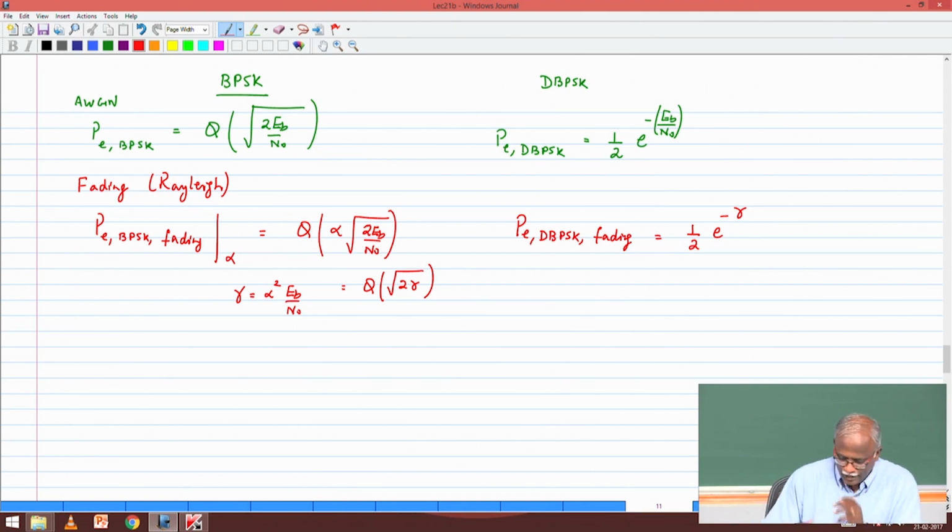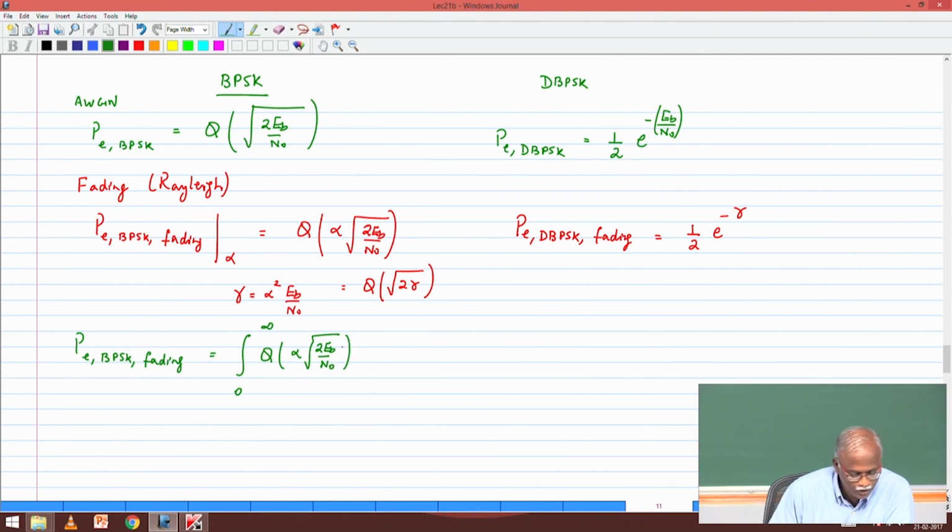So if I were to say, okay, now give me the general expression for fading. This is something that we have already written down earlier, but let's write it down for completeness. Probability of error of BPSK in fading: I have to remove the dependence on alpha. So this will be the integral from 0 to infinity, since alpha is the amplitude of the envelope and can go from 0 to infinity, of Q of alpha root 2EB by N naught, times the PDF of alpha, alpha by sigma squared, because of the Rayleigh distribution, e power minus alpha squared by 2 sigma squared, d alpha.